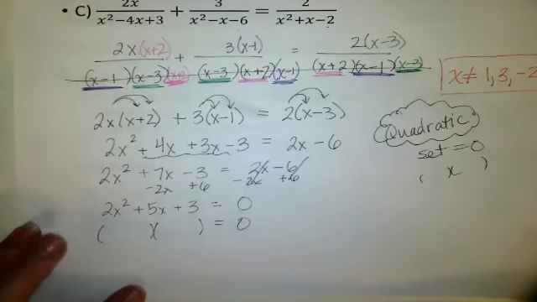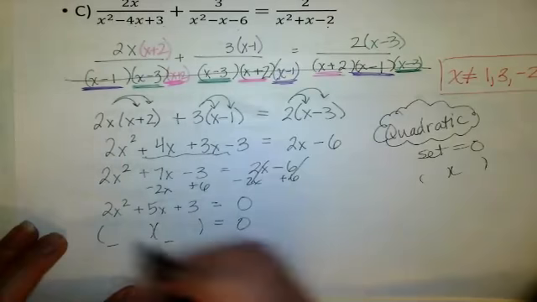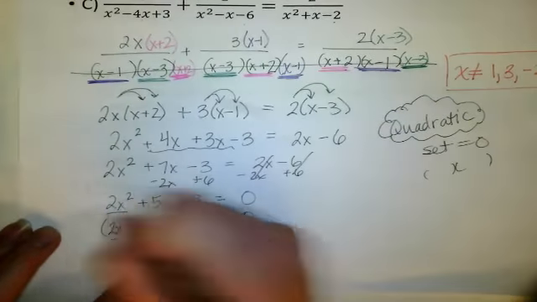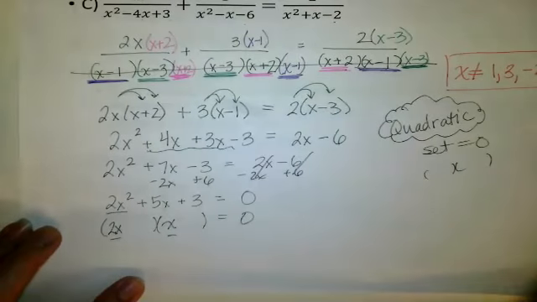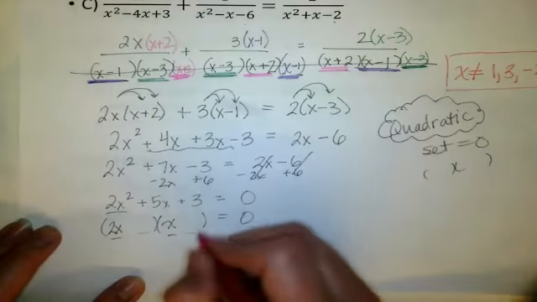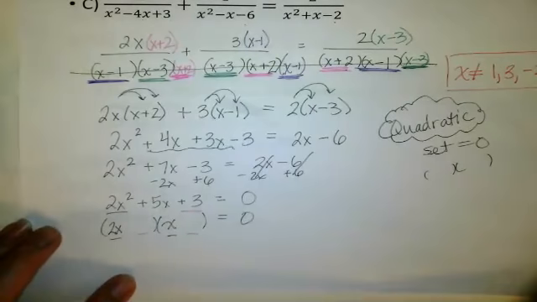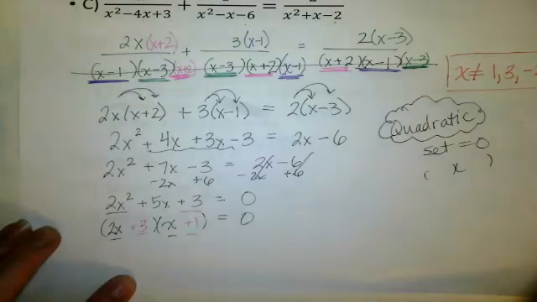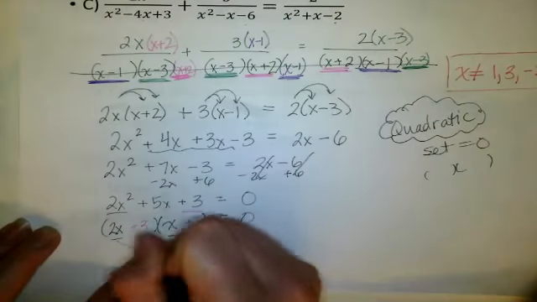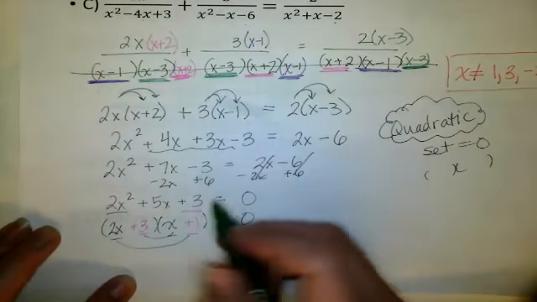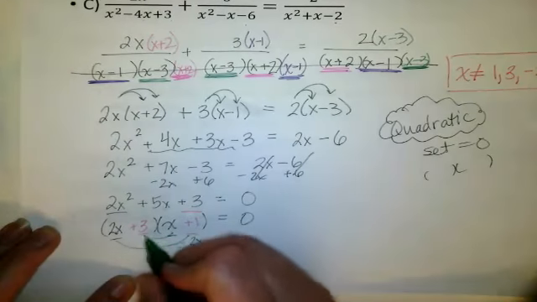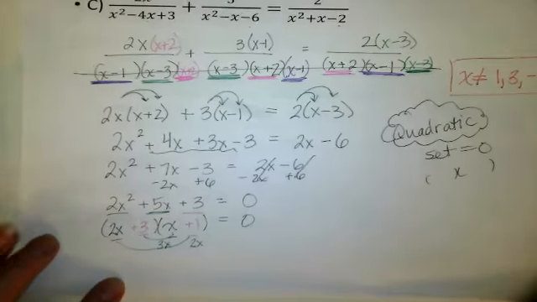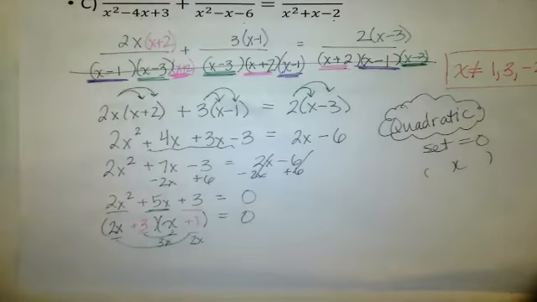Remember, you must check the rainbow. So first times first has to be the first thing. What times what is 2x squared? 2x times x. Very good. And then last times last has to be positive 3. Positive 3 and positive 1. And how do you know if you did it right? Check the rainbow. 2x times 1 is 2x, and 3 times x is 3x, and when we add those together, that's where that 5x comes from. Okay?